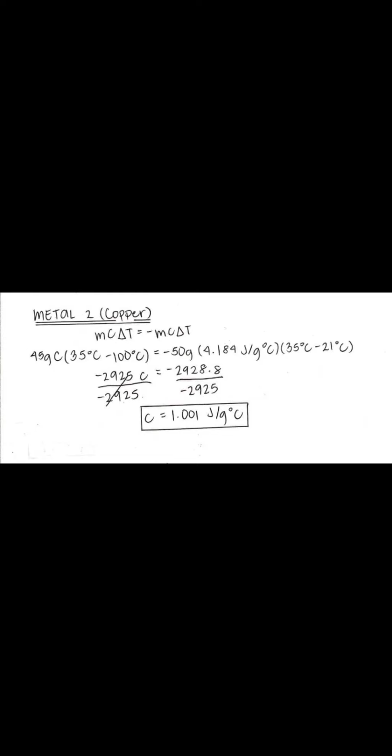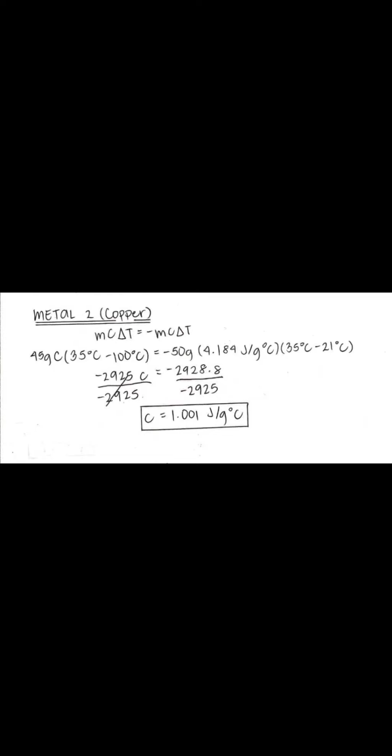Quantity 4.184 joules per gram per degree Celsius, or the specific heat of the water. Quantity 35 degrees Celsius, the maximum temperature, minus the temperature of water in calorimeter. Let's now try solving it.